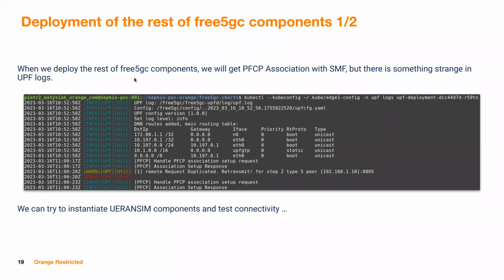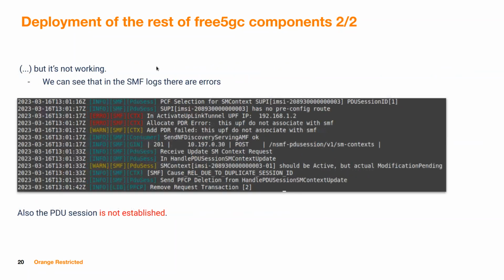Even if I change the command, I got strange logs. I mean, there is a communication with SMF from the UPF perspective, but this is the first time I saw some requests duplicated, with warnings and some errors. But I tried to give a chance, so I deployed the UE RAN sim and tested connectivity. Of course, it didn't work. Even in SMF, there are some errors and warnings.